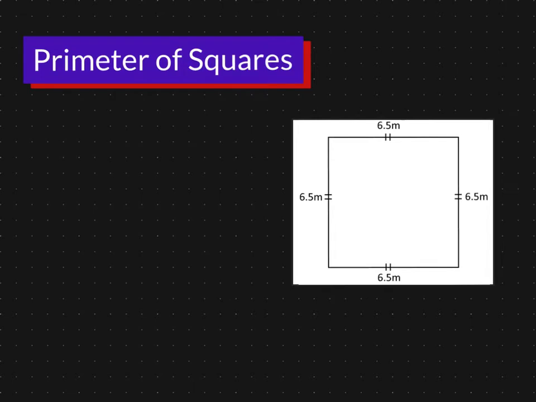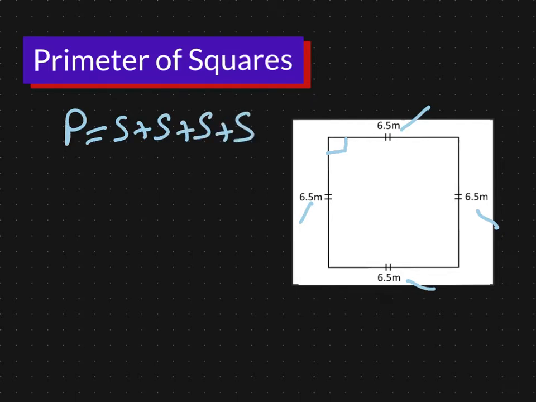A square is a figure that has 4 equal sides. You can see here, each side measures 6.5 meters. And all of the sides meet at right angles. That is, they're completely perpendicular to one another. Now, to find the perimeter of a square, you could add up all the sides. So you could say perimeter is equal to side plus side plus side plus side. However, since all the sides are the same, we could say the perimeter is equal to 4 times the length of a side.